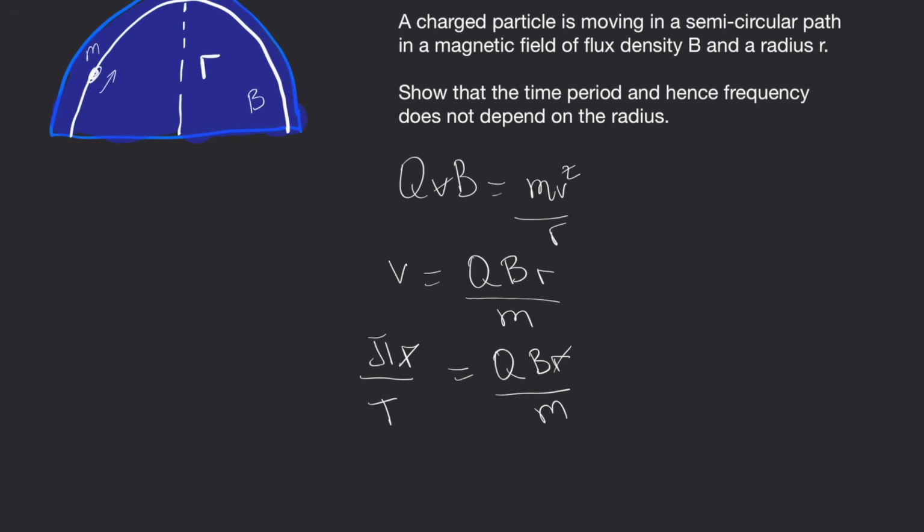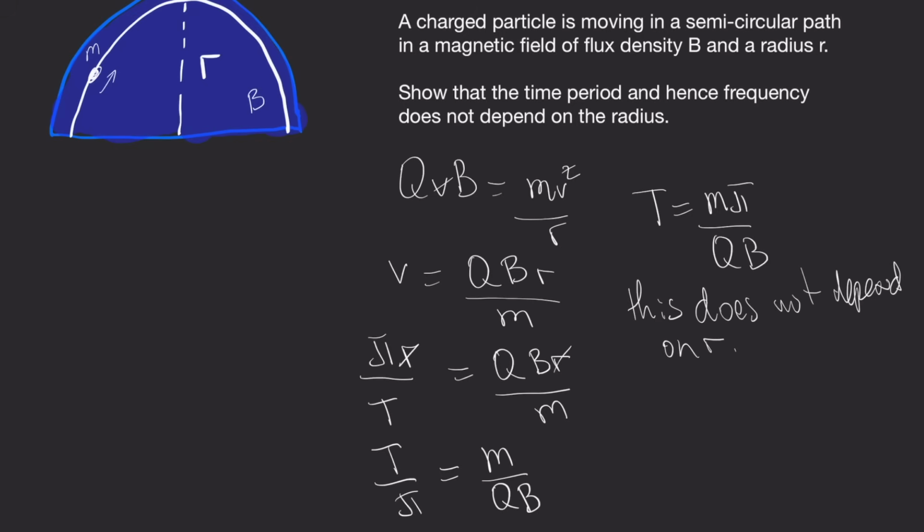So I can just flip those, and I can go t over pi equals m over qB, and then all I need to do is just rearrange for it. So this here will be t equals m multiplied by pi divided by qB, which does not depend on the radius. Additionally, we can also do 1 over the time period, which is equal to the frequency. That would be qB over m pi, which also does not depend on the radius.